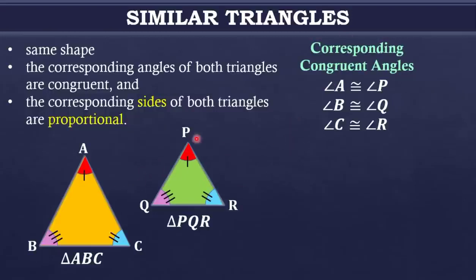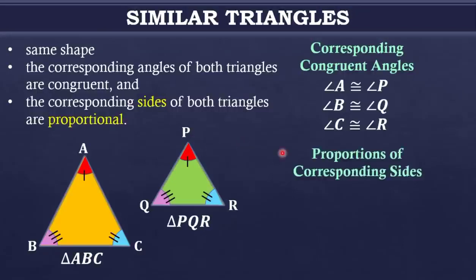Now, aside from their angles, dapat ang corresponding sides naman niya ay proportional. So, pag sinabi natin proportional, dapat yung ratio niyan pare-pareho. Okay? So, dapat yung ratio ng lahat ng sides niyan pare-pareho. So, doon natin masasabi na proportional sila. Or, pwede nyo i-apply yung the product of the means is equal to the product of the extremes. So, yun po yung pwede rin natin gamitin.